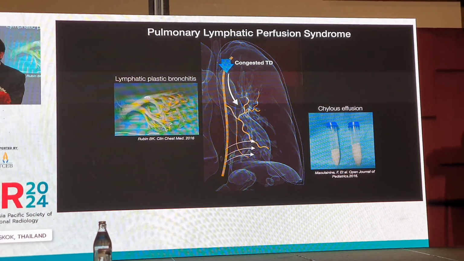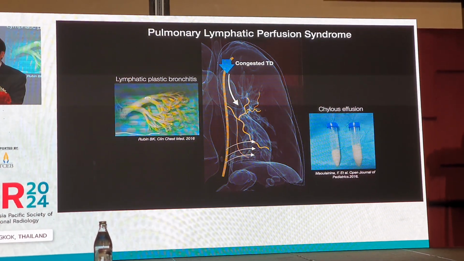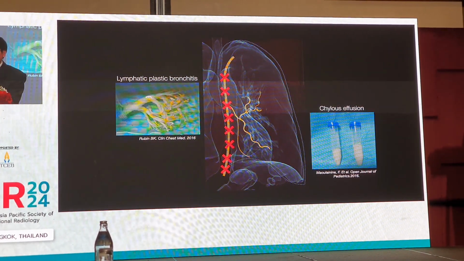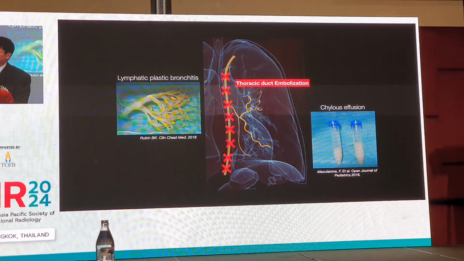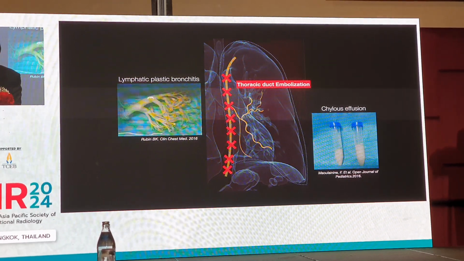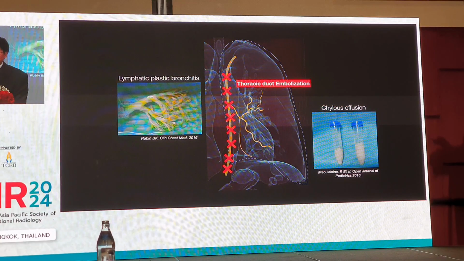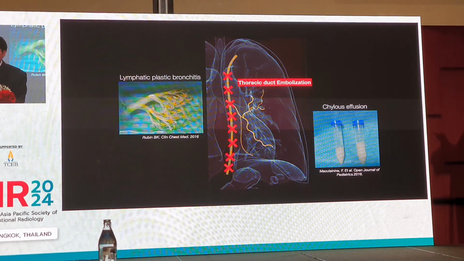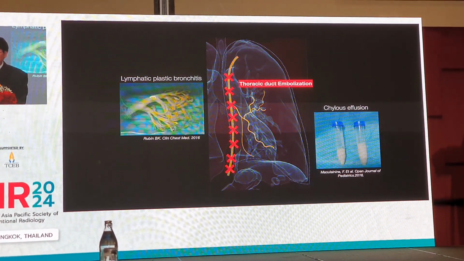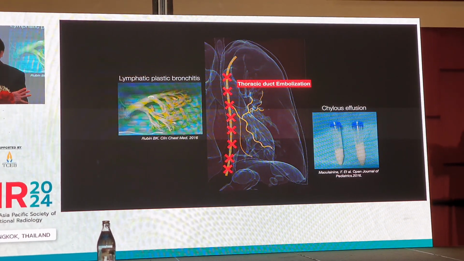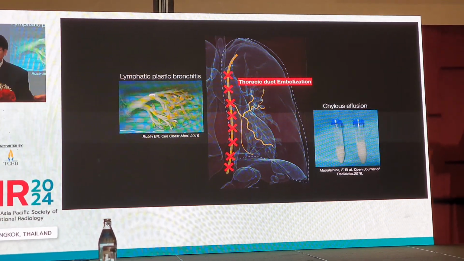So one of the ideas to treat this kind of leakage is to try to block the thoracic duct, and it's called thoracic duct embolization. However, it acts like the traffic in Bangkok. When we block this one, it will congest and go somewhere else. If there is another leakage, it will go to that other leakage.